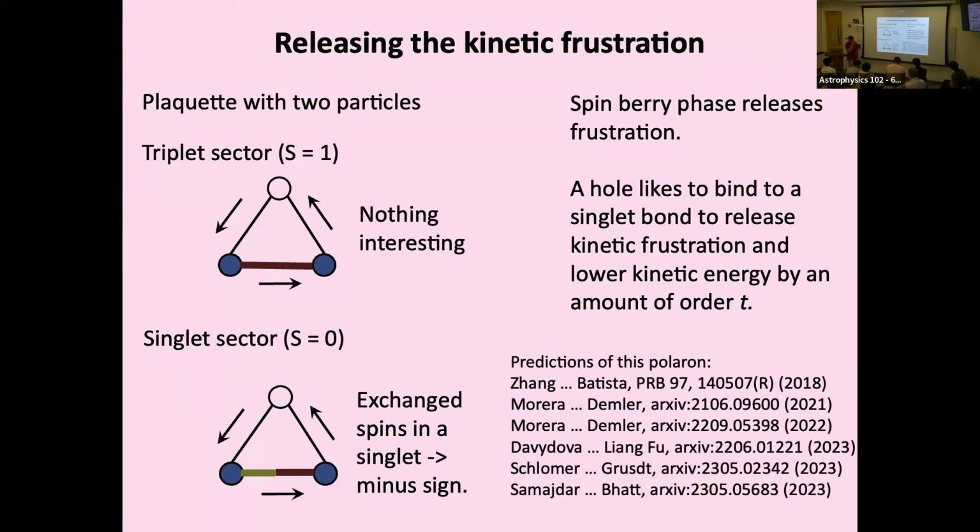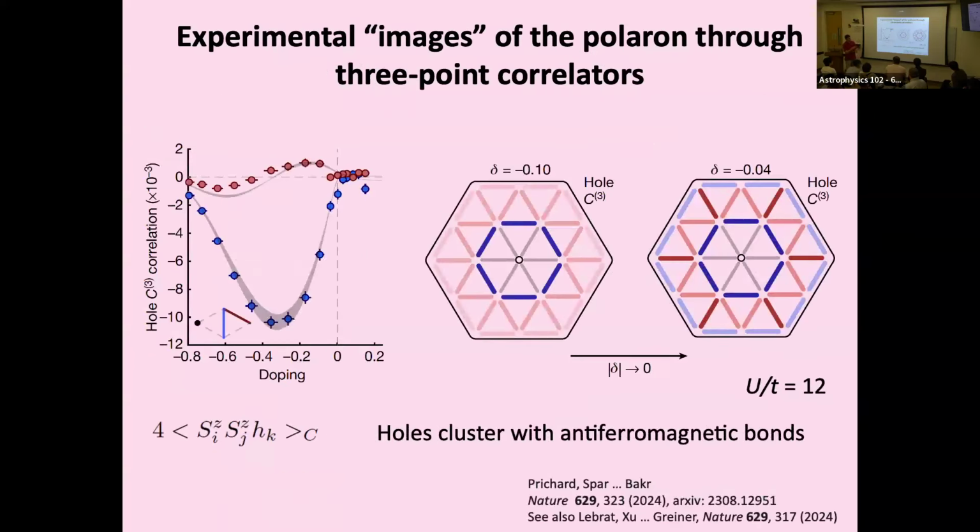And once people start seeing this in the theory community, there are a lot of predictions of this type of polaron in the literature. And so now let me show you the experiments we've done to actually observe this polaron directly. What we have to do now is, instead of measuring 2-point correlation functions, you have to measure 3-point correlation functions. And so you take these snapshots, you prepare a system in equilibrium on a triangular lattice.